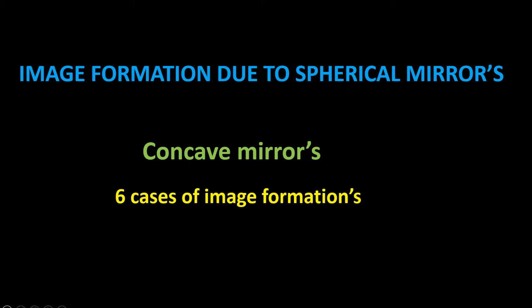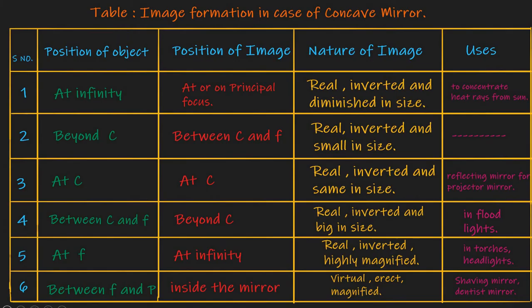One is the experimental result of image formation due to concave mirrors that I have written in the form of this table. Here, in this table, for various positions of object, the location or position of image and nature of image is written. This is actually what happens when object is at these locations.